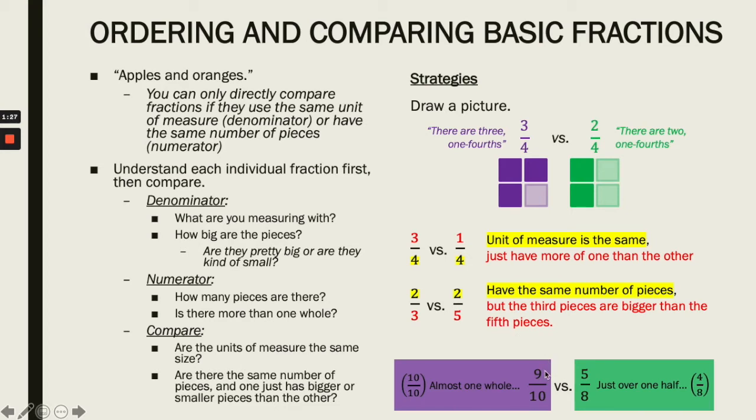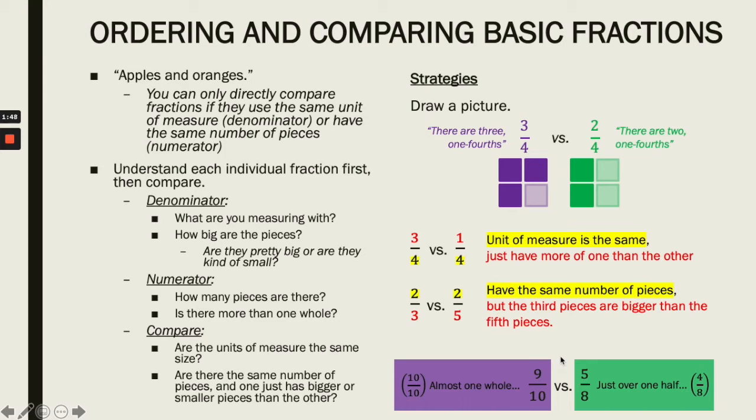For 9 1/10 versus 5 1/8, since neither the number of pieces nor the unit of measure is the same, you cannot make a direct comparison that you are 100% certain about without first finding a common denominator. Now, the intention behind this question, though, is not to have students find a common denominator.